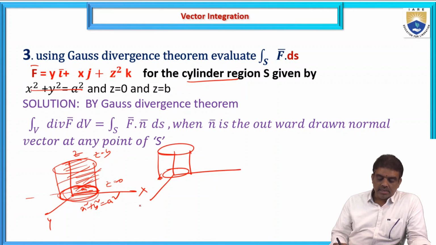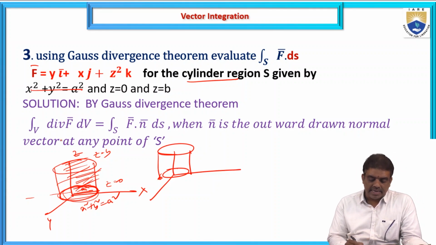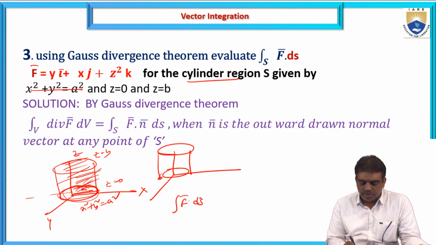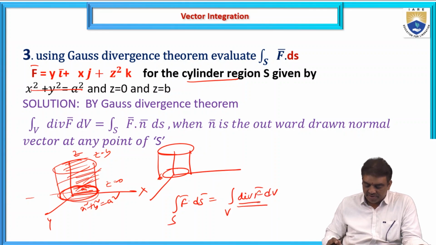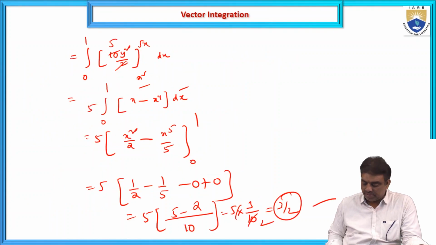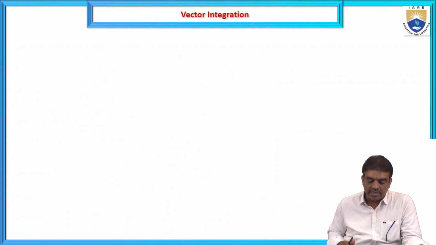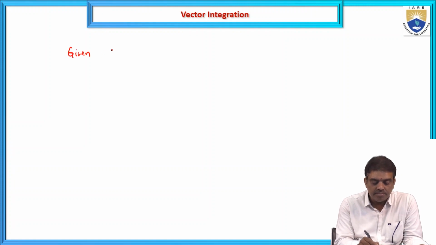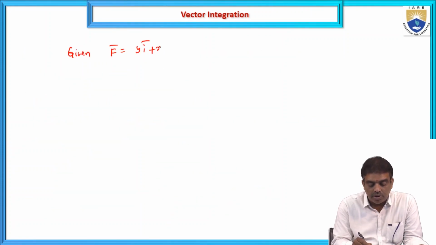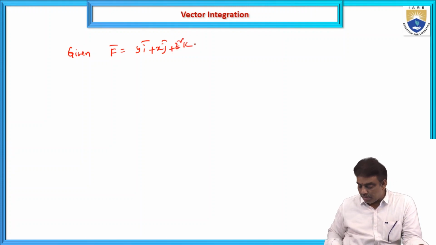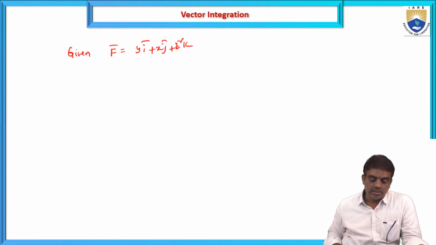You have to calculate the integral f bar dot ds bar. I can write this as the integral over v of div f bar into dv. That means what you have to evaluate first is div f bar. So what is f bar? As given, f bar is y i bar plus x j bar plus z square into k bar.